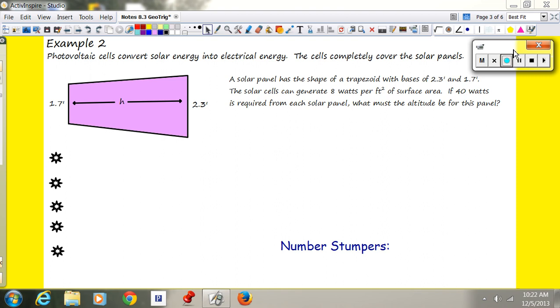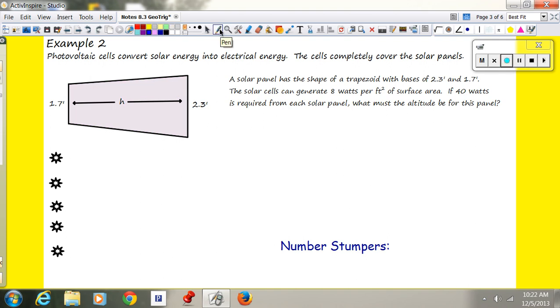It's got bases of 2.3 feet and 1.7 feet. The solar cells can generate 8 watts per square foot. So 8 watts for every square foot on here, that's what it generates. If 40 watts is required from each panel, what must the altitude for this panel be? Now notice where the altitude is located on this panel.